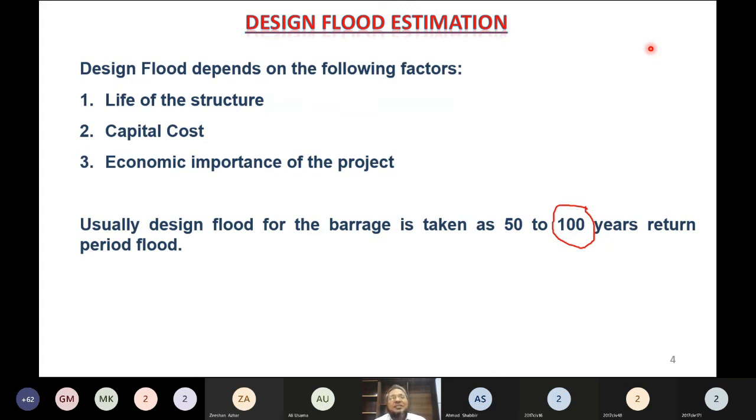For finding this design flood, what data do we require? The maximum instantaneous discharges of each year. So the highest value of the flood of each year that we require. And then we have to carry out the flood frequency analysis. You have already done flood frequency analysis in your engineering hydrology subject. So from there, we can find the value of the 100-year return period flood. On that flood, we will design a barrage. Is it clear? Yes, sir.